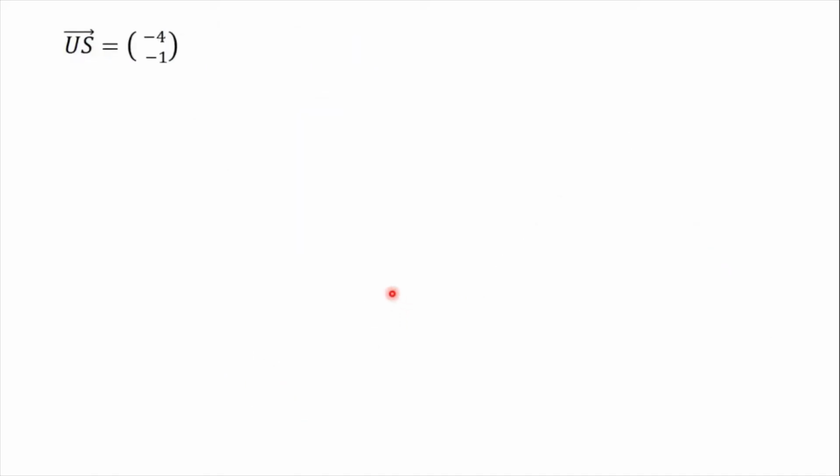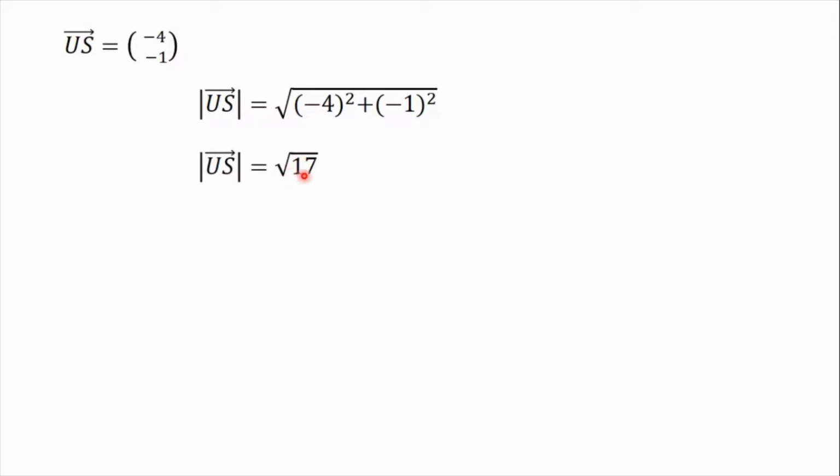The question says that we should find the magnitude of vector US. The magnitude of vector US is equal to the square root of minus 4 squared plus minus 1 squared. Because they are negative numbers, we are going to put them in brackets. If you watch the video on finding the magnitude of a vector, I explained this. This will give us the square root of 17. So the magnitude of vector US is equal to 4.1 units.